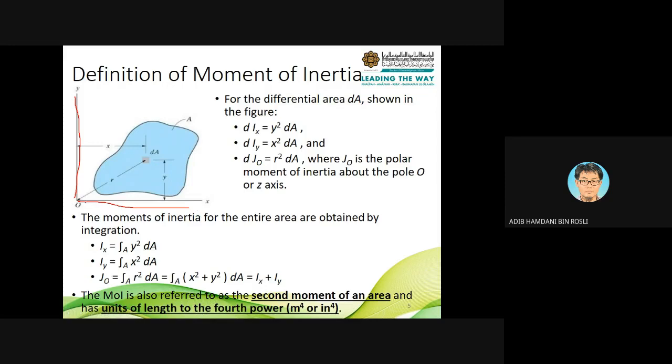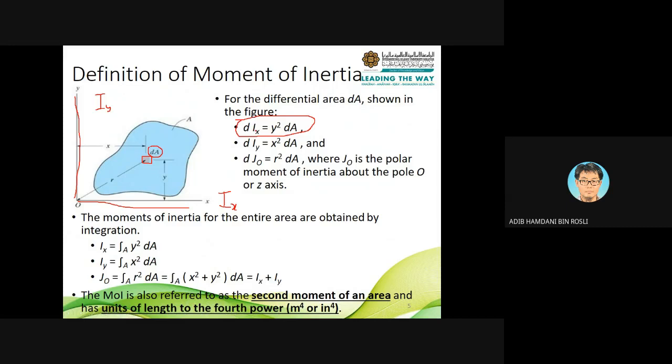All right, so you have to choose whether it is Ix, which means it is with respect to the x-axis, or Iy, with respect to the y-axis. So mathematically, what you have to do is take a differential area dA, like this. And this differential area is given by this formula.